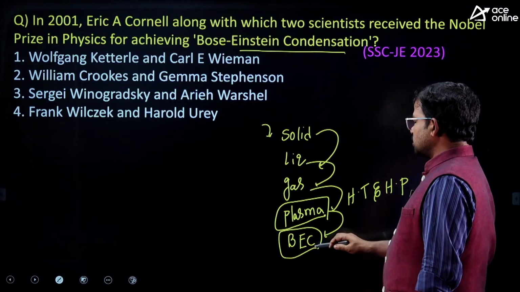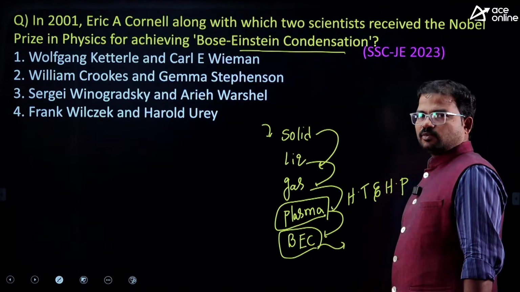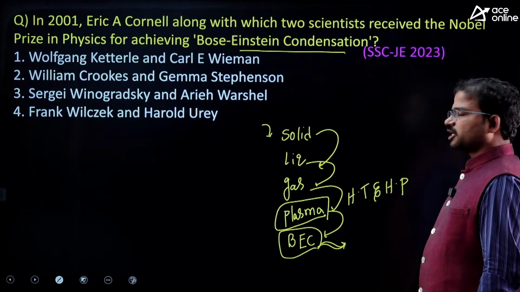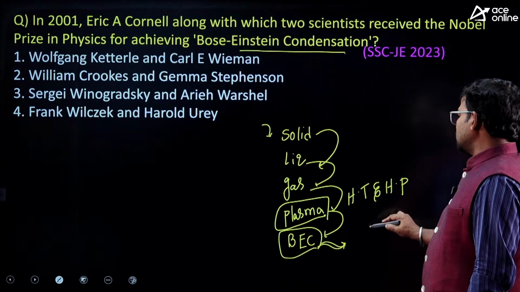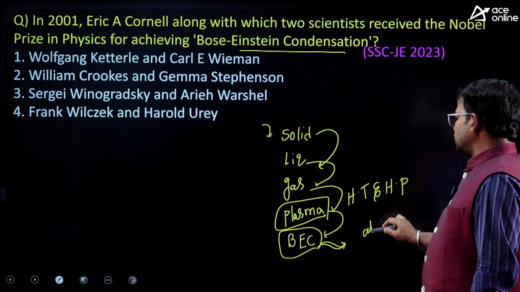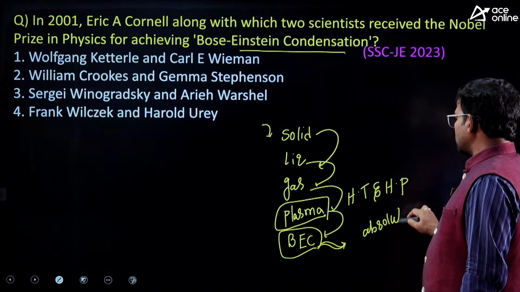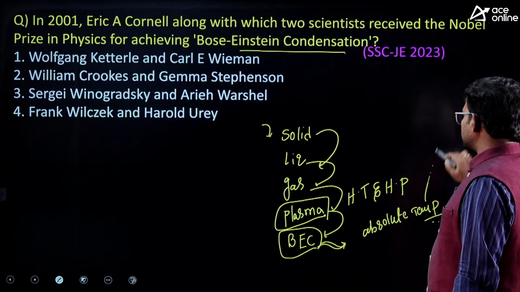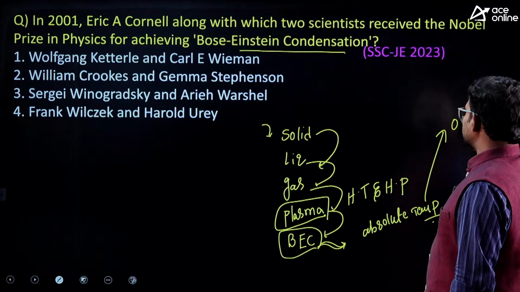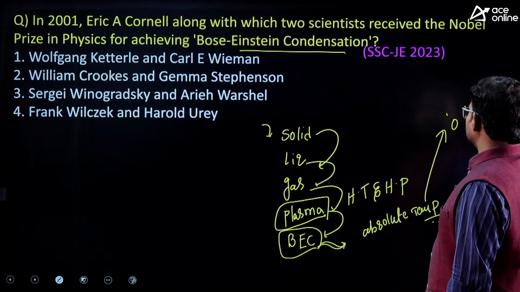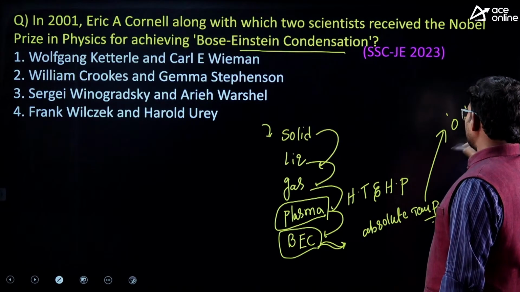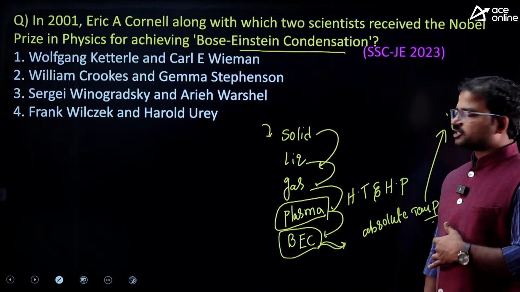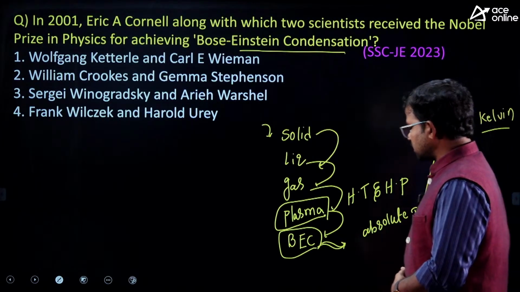What about BEC, Bose-Einstein condensate? This state can be generated only at low temperature, that too absolute temperature. Absolute temperature means 0 kelvins, right? So at this temperature, the existing physical state is generally considered as BEC, Bose-Einstein condensate.